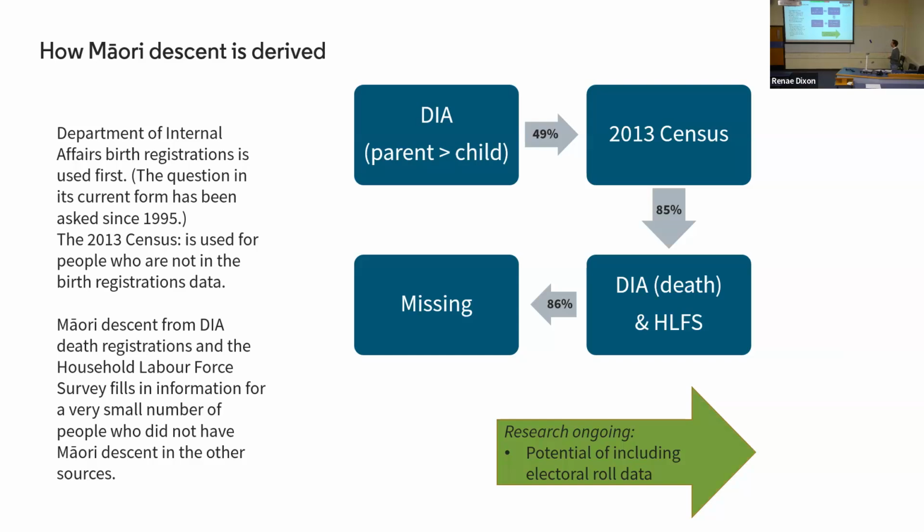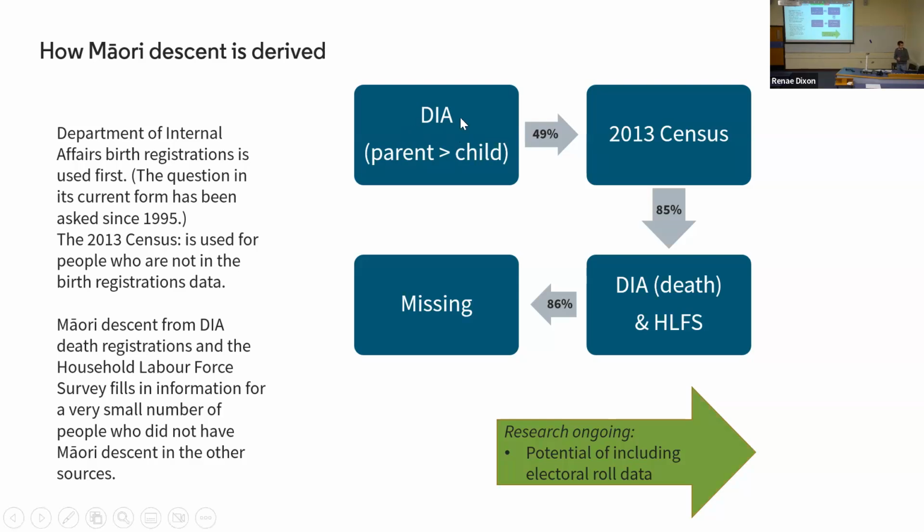So we take the DIA response there, prioritizing parents' response over the children's, because we do want to prioritize responses over proxy responses, rather than somebody filling it in for their child. It's not the child itself answering that question, it's somebody else filling it in for them. So if we have information from DIA where you were a parent for the Māori descent attribute, we do use that. If not, maybe we have your birth register as a child, we use that. And that gets you to 49% of the population.